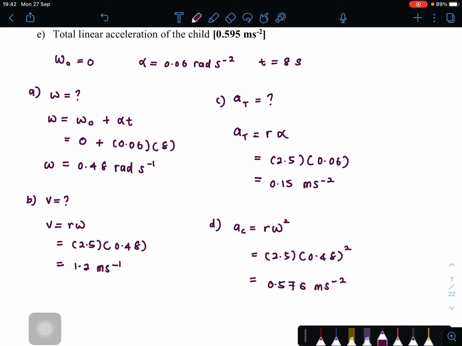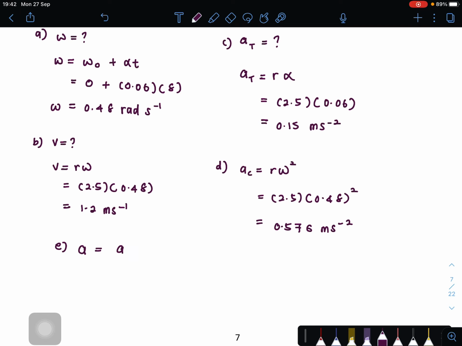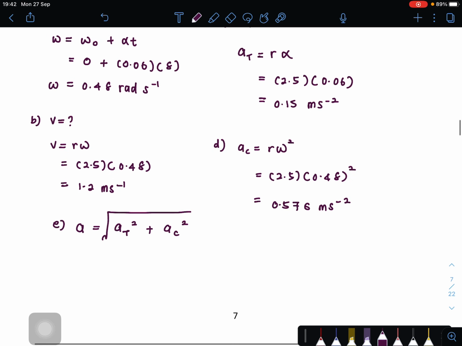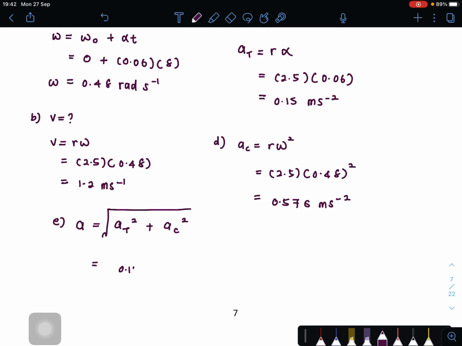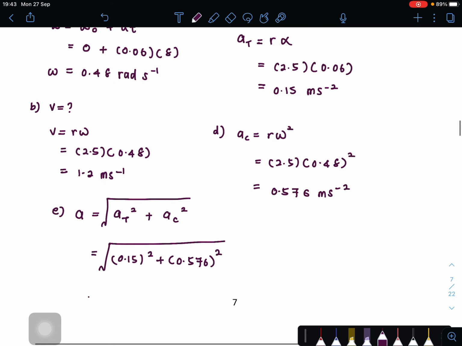So last one, we want to find total linear acceleration. So total linear acceleration, this is the formula. Okay, this is the formula. Kamu kena rujuk dekat dalam nota, ada dibagi. So, masukkanlah value yang kita sudah kira tadi. 0.576 square. So, you will get 0.595 meter per second.